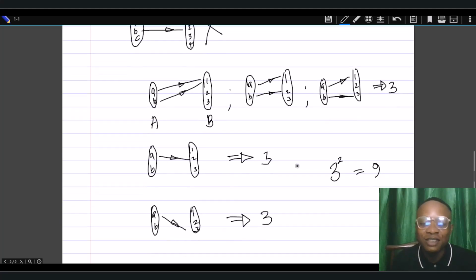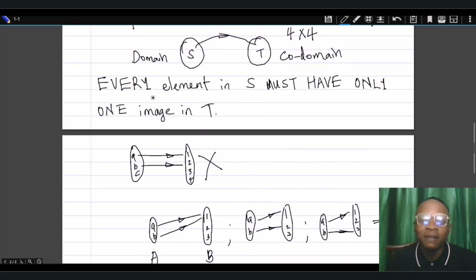So you can also see this as 3, multiplied by 3. Okay, so you pick the number of elements in this, then you multiply it by itself by the number of elements you have here. So that is the idea. Now look at this now.